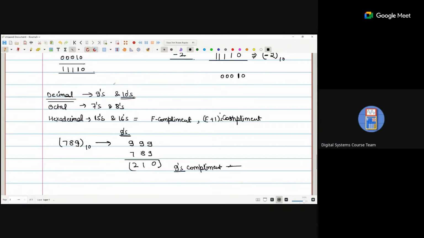Similarly, if you want to calculate the tenth complement, what should I do? Add 1. So 210 is the ninth complement, add 1, and it is 211. That is the tenth complement. The ninth complement is similar to the ones complement.